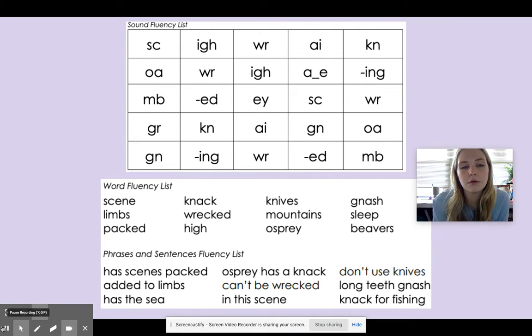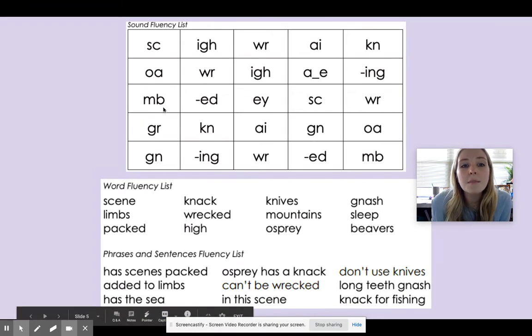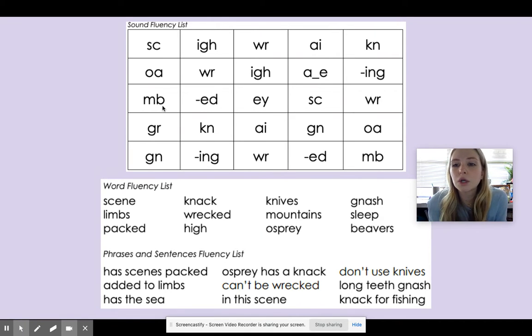I'm just going to point some of these out to you. So this MB. Sometimes when MB is together, like at the end of a word, like the word crumb, it just says M. So when we read this, we're going to say M. This GN. When GN is together, it says N. So the G is silent, like in the word gnat, a little fly that buzzes around. So it's going to be N. KN, when KN is together, the K is silent and it just says the N.